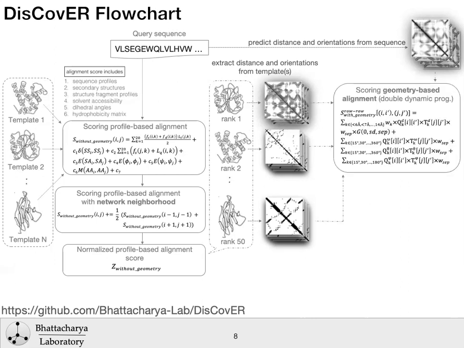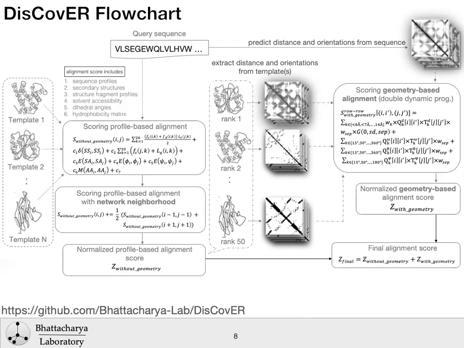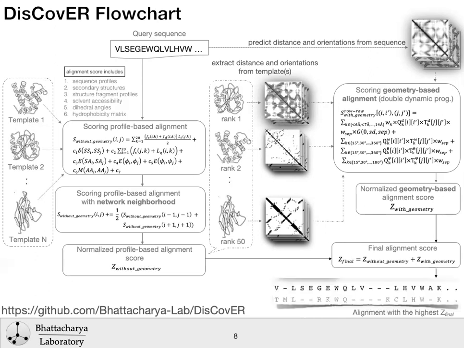Next, a similarity score is calculated for each row of the query and template distance map by aligning predicted and true inter-residue interaction maps using a double dynamic programming framework and computing the optimal alignment. After obtaining the optimal alignment, the raw similarity score is normalized. The final query template alignment score, or Z-final, is a combination of the normalized geometry-based alignment score and the normalized profile-based alignment score. Z-final is used to find the top fit template from the library of templates.